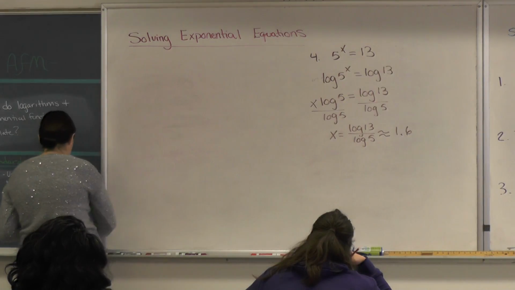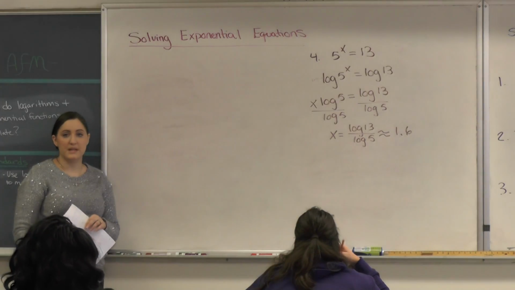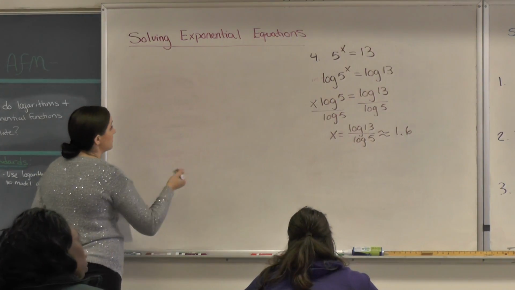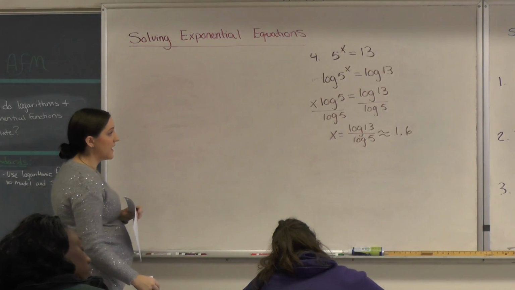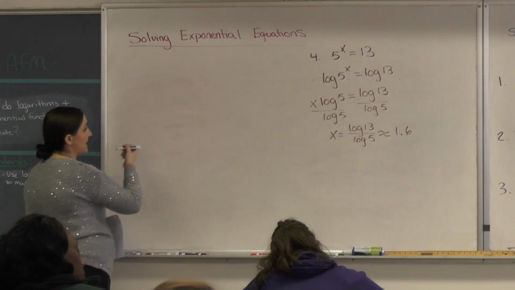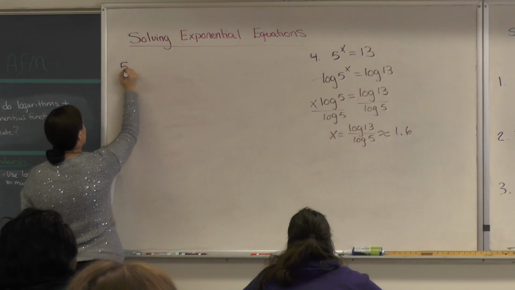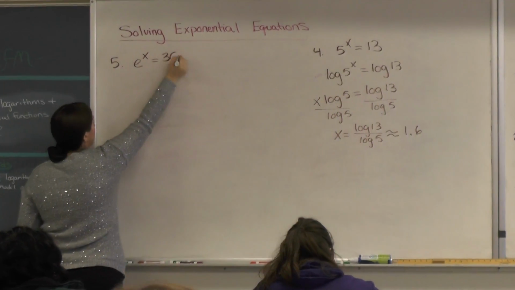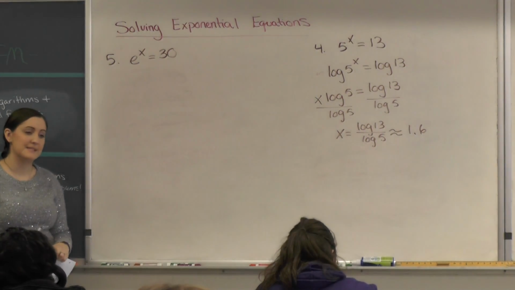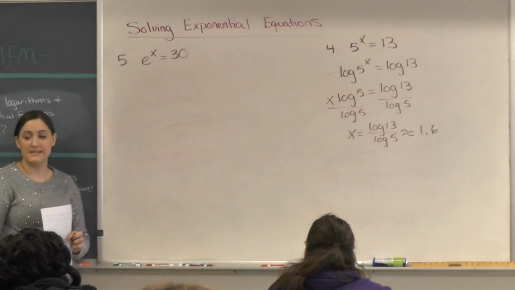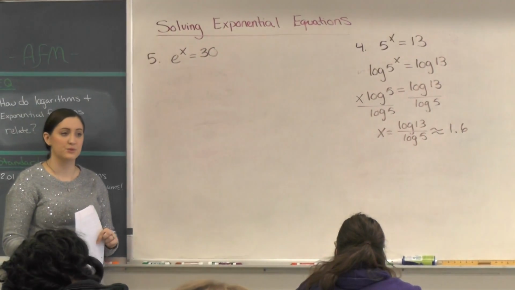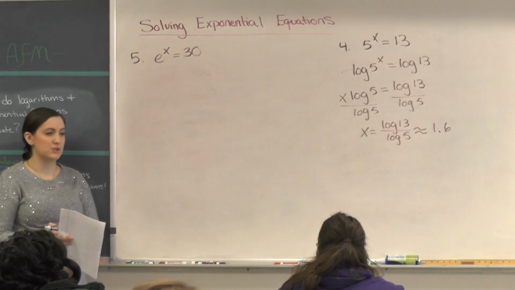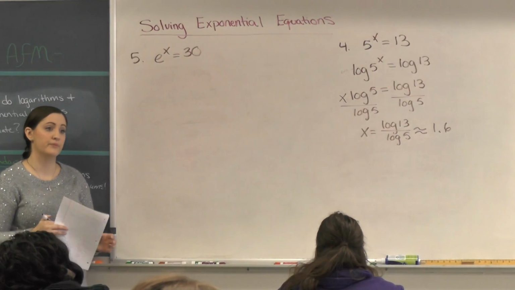So far, all of our examples have had a base that was a number. With the previous example, my base was 5. The example before that, my base was 1/2. In this example, my base is still a number, but it's e, the natural base. So when we have a natural base, it makes sense to use the natural logarithm.